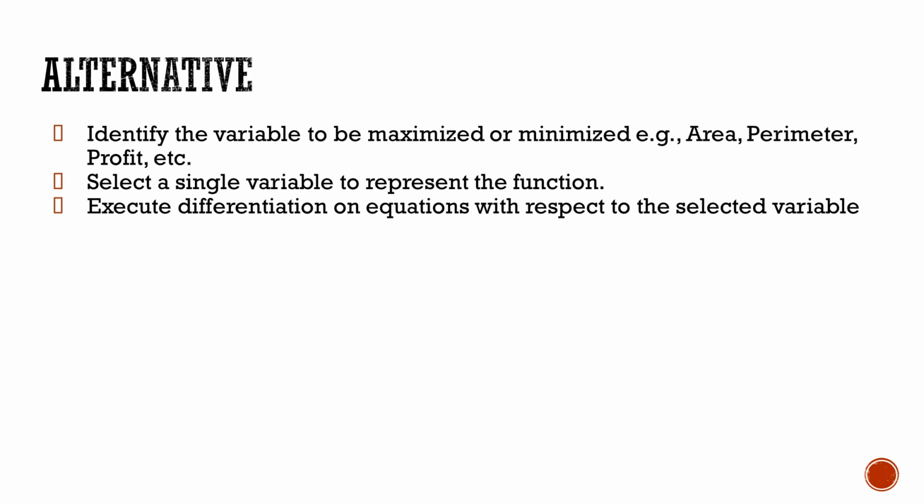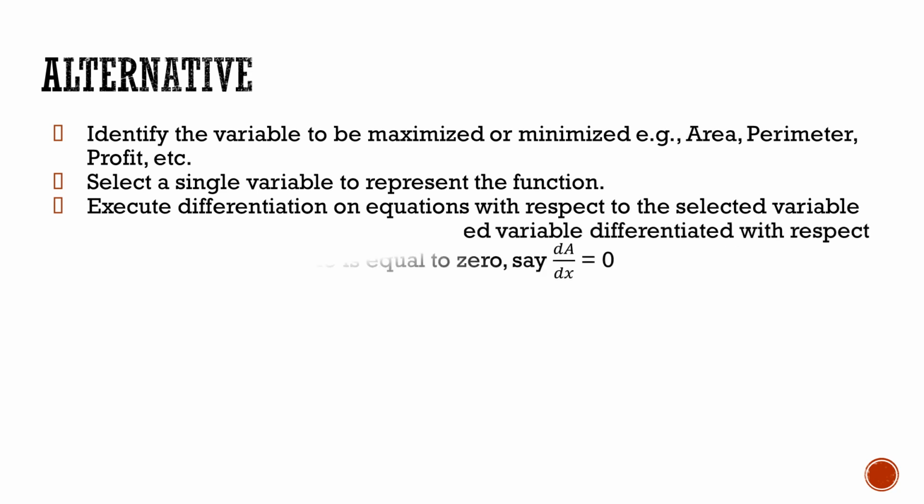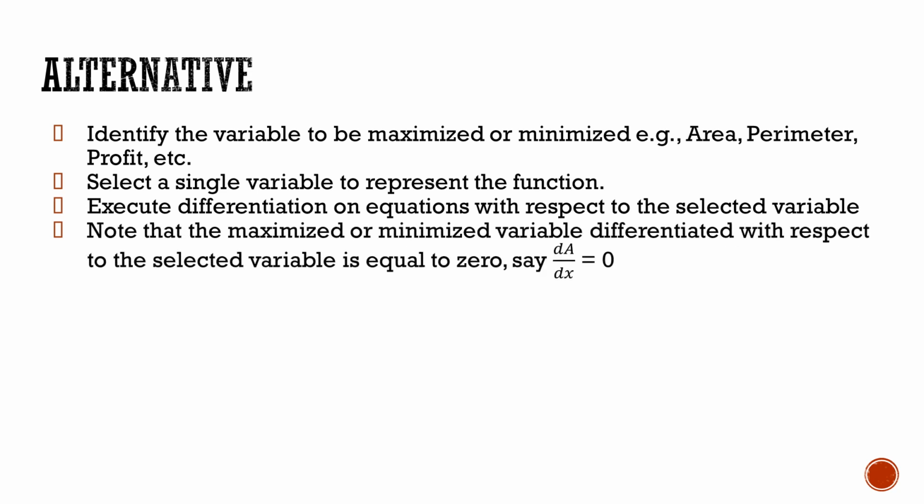And then execute differentiation on equations with respect to the selected variable. So again, gagawin mo lang yung differentiation. So note that the maximized or minimized variable differentiated with respect to the selected variable is equal to 0. So yung slope niya is equal to 0.